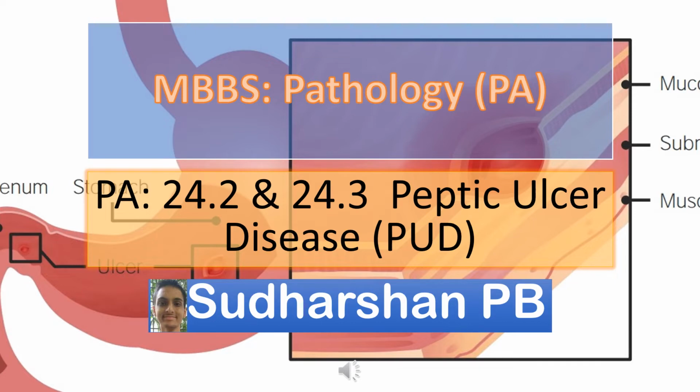So, peptic ulcer disease. This is a condition where there is damage to the stomach lining, the erosion of the lining epithelium of the stomach because of excess acid secretion.